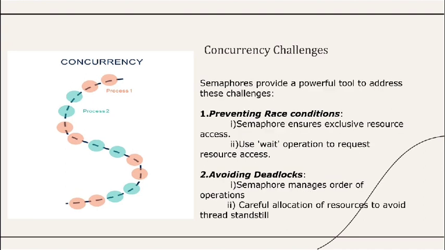To overcome this, semaphores provide a powerful tool to address these challenges. For preventing race conditions, a thread must request and acquire a semaphore, that is, it uses a wait operation before accessing the resource. This ensures that only one thread can access the resource at a time, eliminating the possibility of concurrent access and race conditions. For avoiding deadlocks, the semaphore manages the order of operations and allocation of resources. By carefully coordinating how threads acquire and release semaphores, we can prevent scenarios where threads are waiting for each other. So understanding these challenges and using semaphores effectively is crucial for robust concurrent programming.